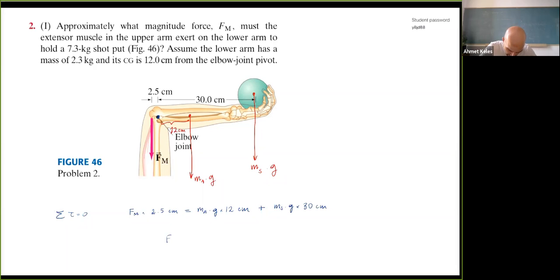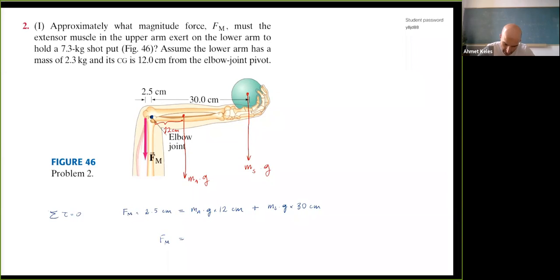From this, I can calculate F sub m immediately here: 966.6. Did anybody else get this number? 966, maybe 67. 967 newtons. Yes. Okay, thank you. Correct. Good.